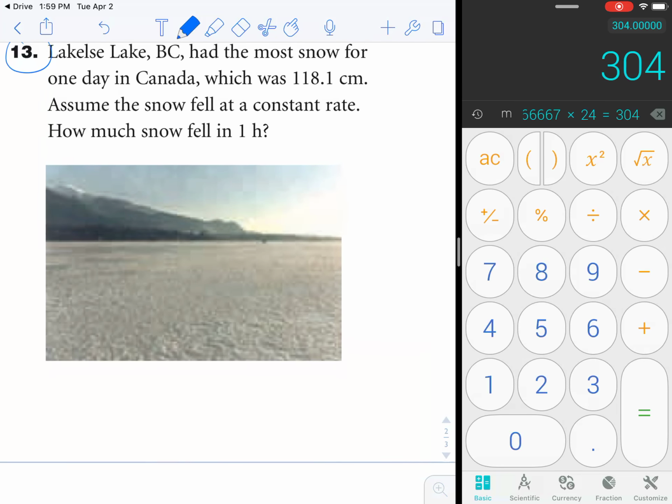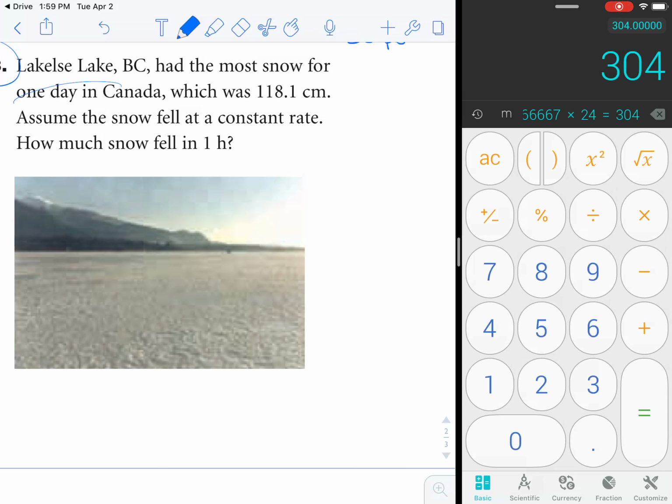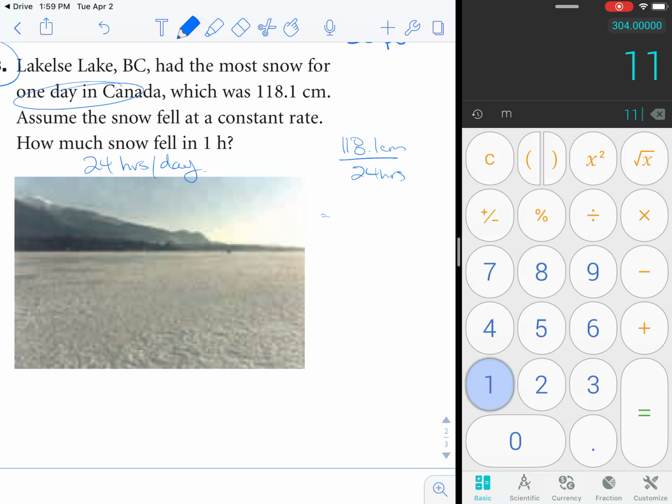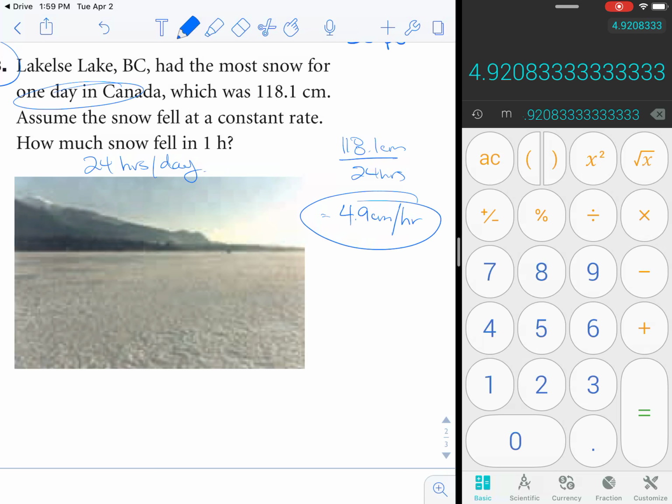And the last one, so this is in a day. So how many hours are in a day? 24 hours per day. Okay, so if it did 118.1 centimeters, and that's divided by 24 hours, your rate is 4.9 centimeters per hour. And there's your answer.